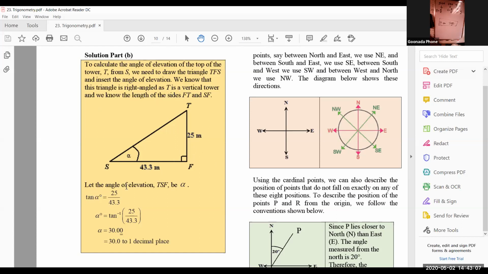Why? Because we are given opposite and adjacent, right? Sorry, no, we are given adjacent here. So yeah, 43.3 and 25. So if we want to find this, we want to find A. We take across tan and it becomes tan inverse of 25 over 43.3 and we'll get 30.00 or 30.